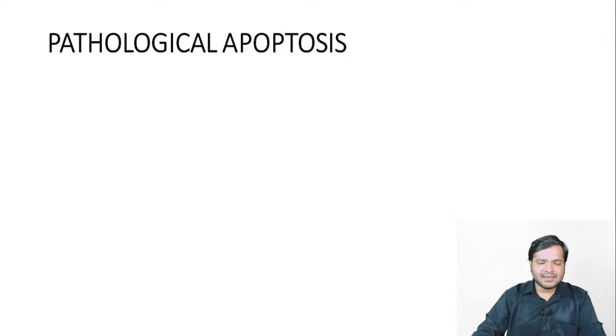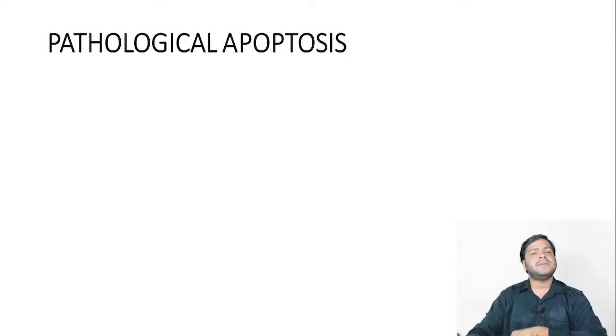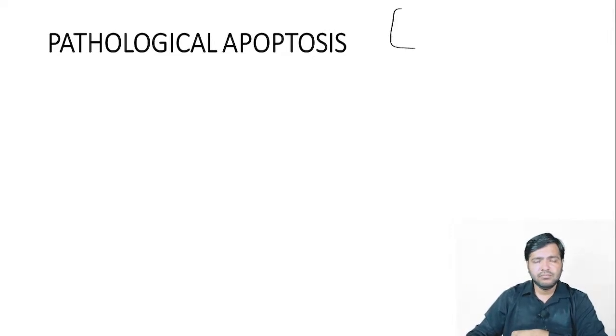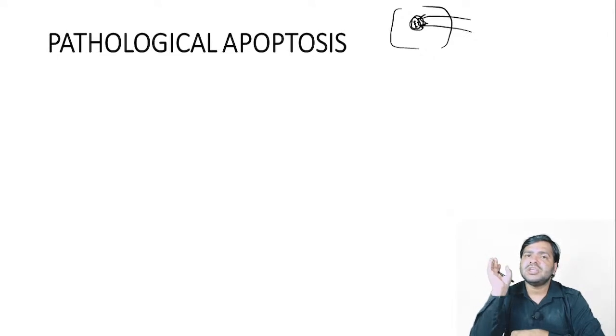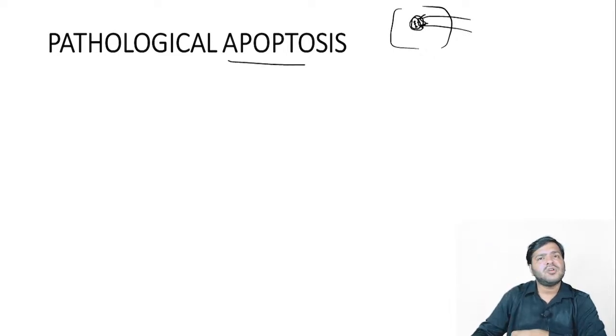Coming on to the next type, that is the pathological apoptosis. Now guys, you already know in a cell we have the nucleus, and in the nucleus we have the DNA. If suppose there is any damage to the DNA, due to ultraviolet rays, radiation, chemical factors, biological factors, physical factors, if there is any damage to the DNA of the cell, now will the cell survive? Now DNA is the controller of the cell. If the DNA dies, okay, so ultimately it will lead to apoptosis. The cell will not survive.